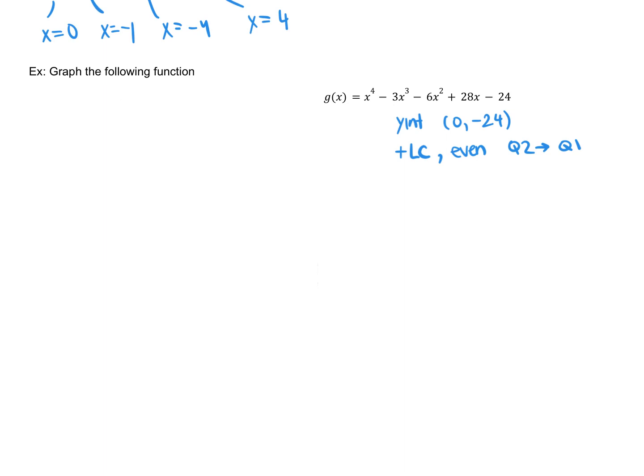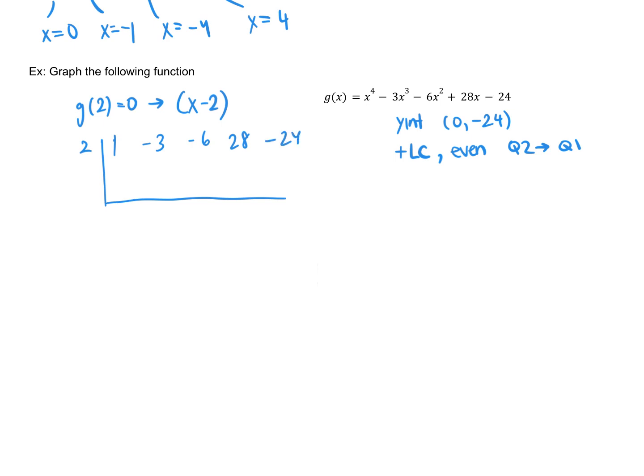So now I'll try 2. And if we do 2 to the 4 minus 3 times 2 to the 3 minus 6 times 2 to the 2 plus 28 times 2 minus 24, we do in fact get 0. So g at 2 equals 0, which means our factor in bracket form is x minus 2. And now let's do synthetic division. 2, and now the coefficients, 1, -3, -6, 28, -24.